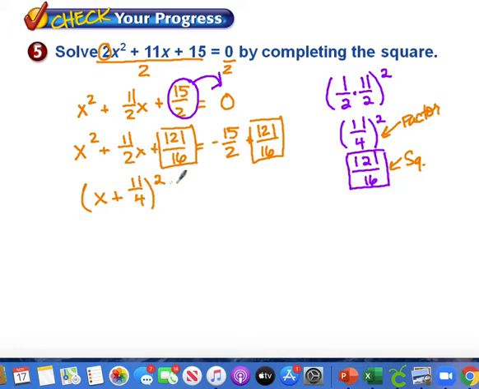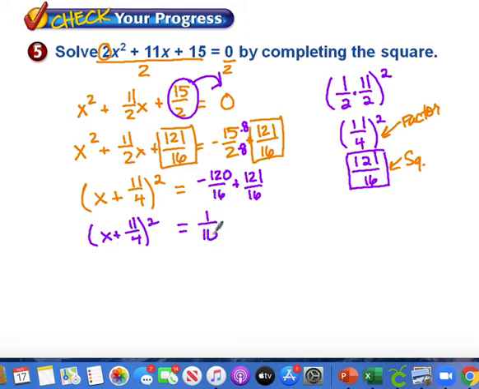equals. Now I'll need a common denominator, so I'll need to multiply the top of this guy and the bottom of this guy by 8 so that I get a denominator of 16. That's going to give me negative 120 over 16 and 121 over 16. When I simplify, I will have x plus 11 fourths squared equals 1 over 16.